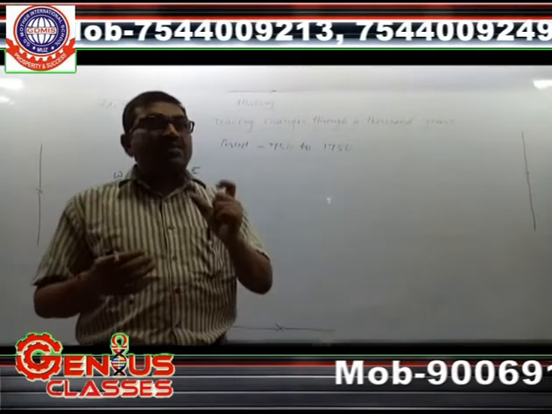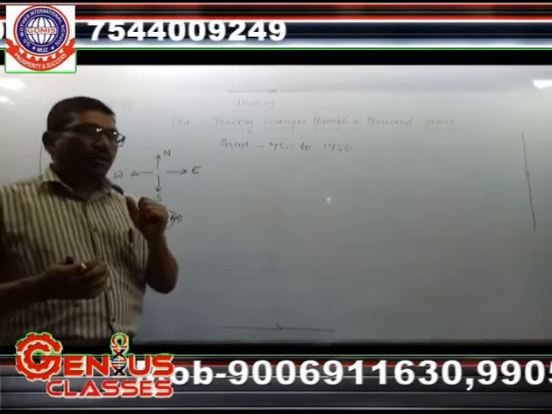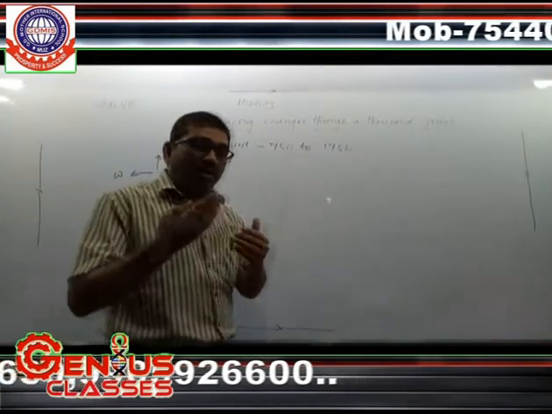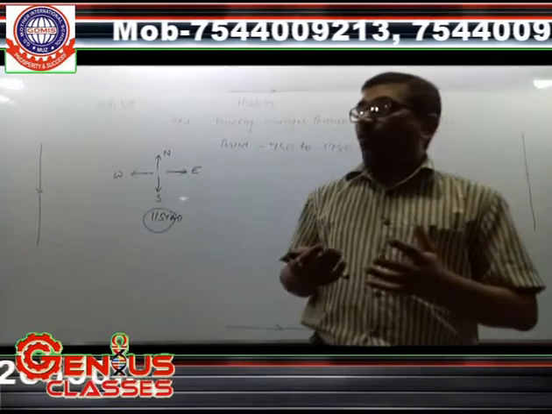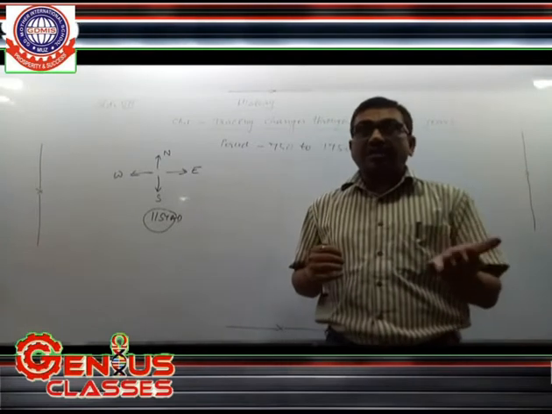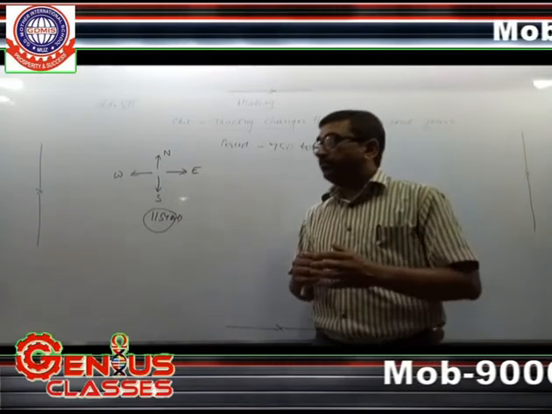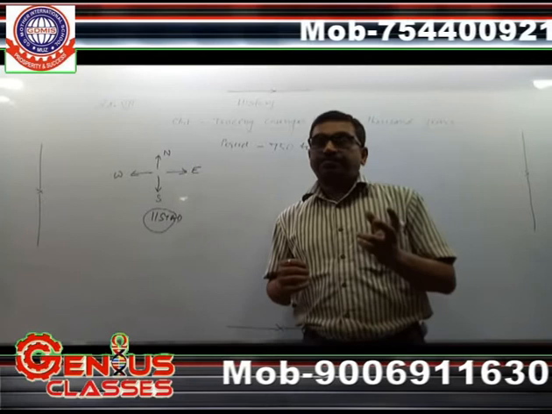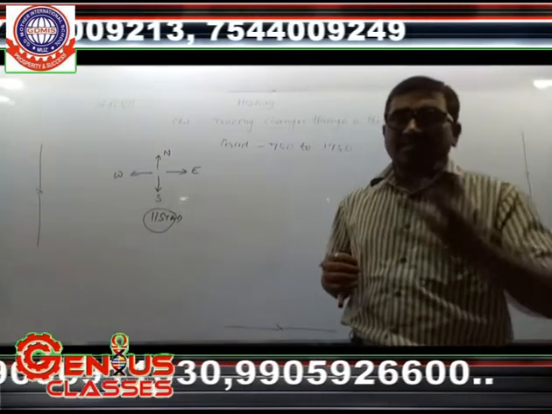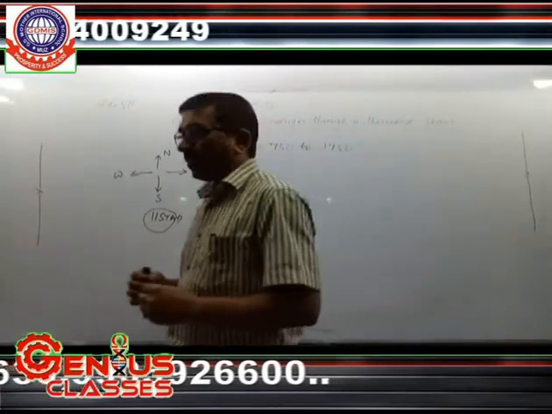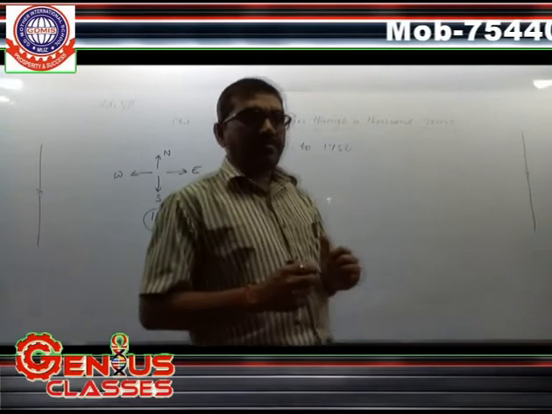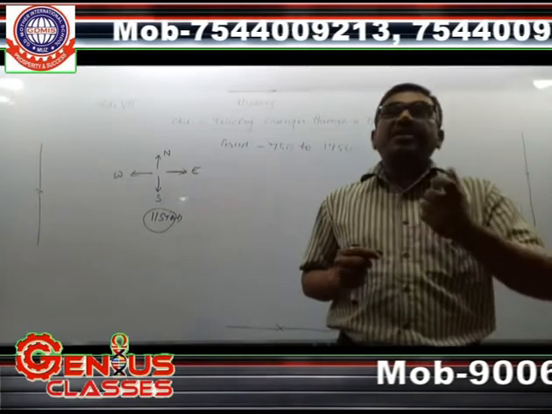I am discussing these things, why so? Because who has been providing this information? This information was being provided to us by the historians. And how were the historians able to provide the information? The historians have two sources, basically two sources. One is archaeological sources. Another one is literary sources.